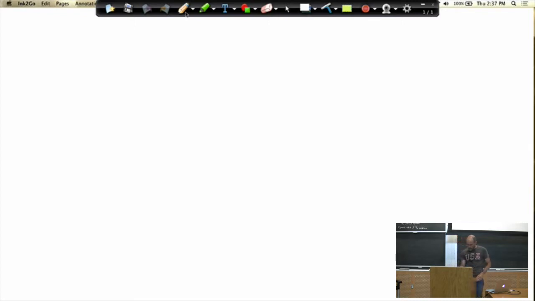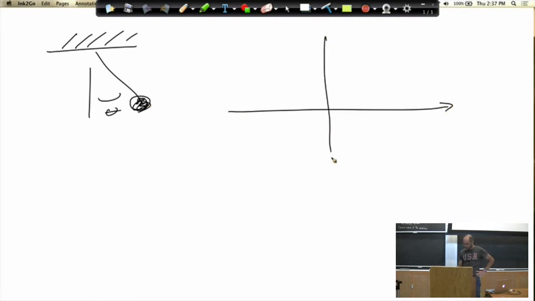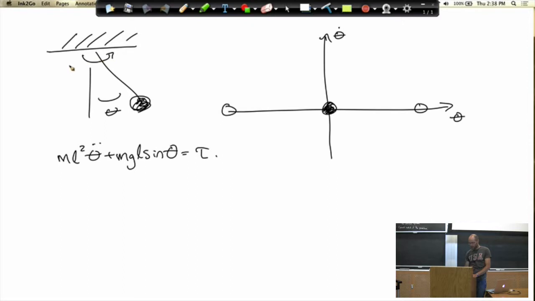Let me start by reminding you where we were last time. We were talking about the eyeball of the simple pendulum. We had this simple pendulum system, and we drew the phase portrait of that system as theta versus theta dot. We talked about the stable, at least in the sense of Lyapunov, fixed point at the origin, and the unstable fixed points at the upright. For the undamped pendulum, where the equation was just ml squared theta double dot plus mgl sine theta equals tau, so I'll have a torque here, the orbits of the pendulum had this eyeball look to them.